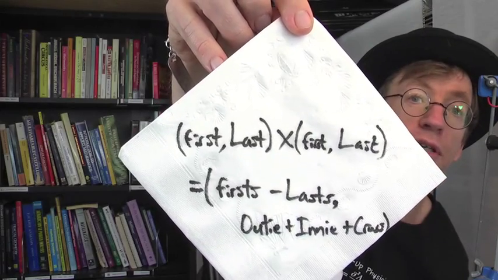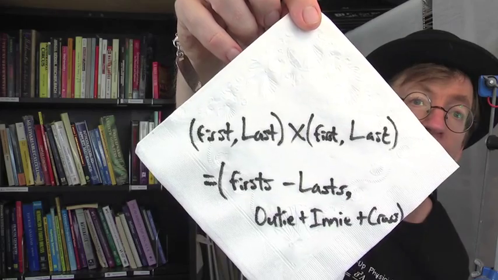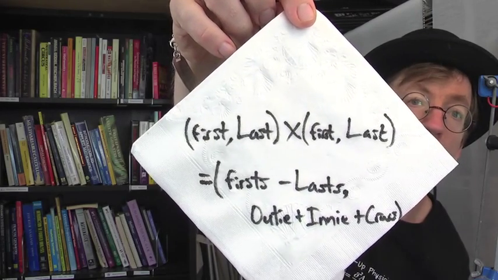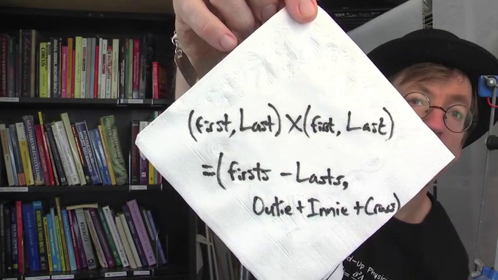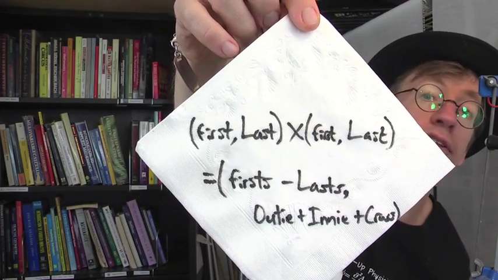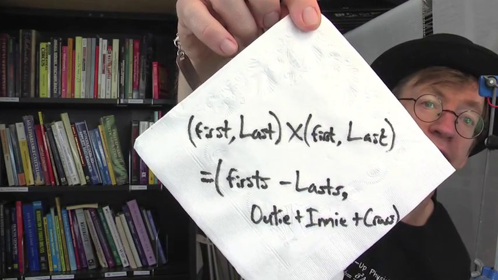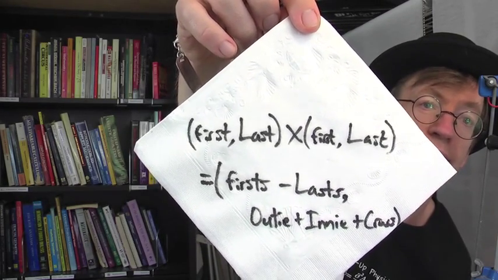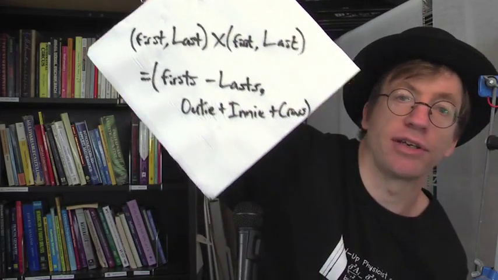So you just take the first guy times the first guy minus the last, and then the vector part is outie plus innie plus the cross product. And I actually capitalized letters that happen to be three vectors. All right? So that's it. That's all you got to learn. First minus last, innie, outie, cross.